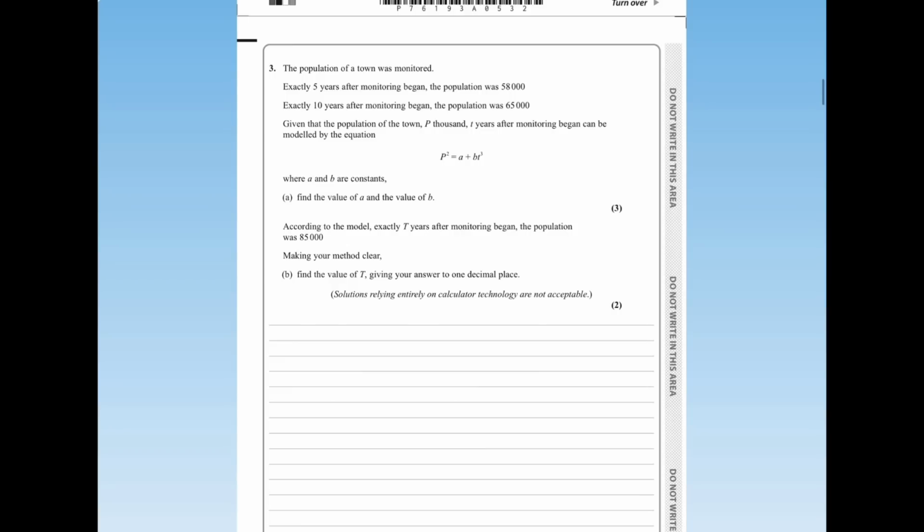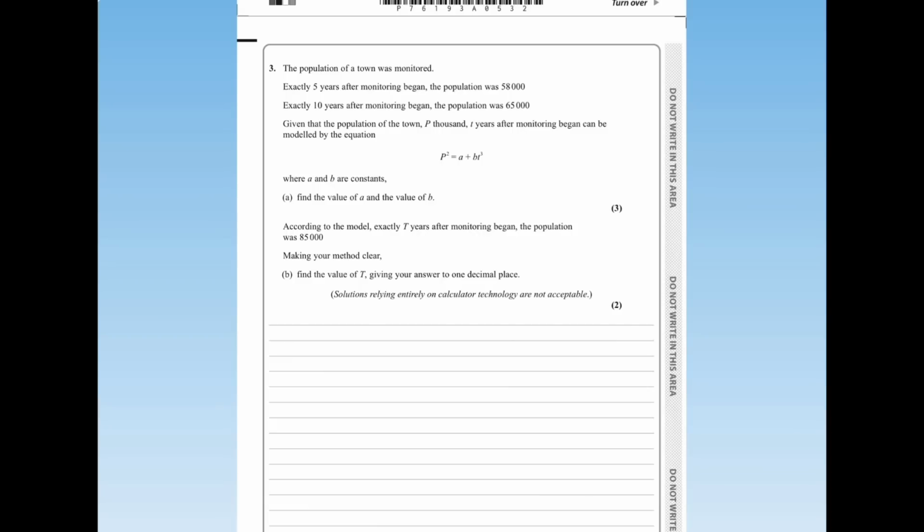In question number 3, it says that the population of a town was monitored. Exactly 5 years after the monitoring began, the population was 58,000. Exactly 10 years after the monitoring began, the population was 65,000. Given that the population of the town, P thousand, t years after monitoring can be modeled by the equation P squared is equal to a plus b t cubed, where a and b are constants, find the value of a and find the value of b.